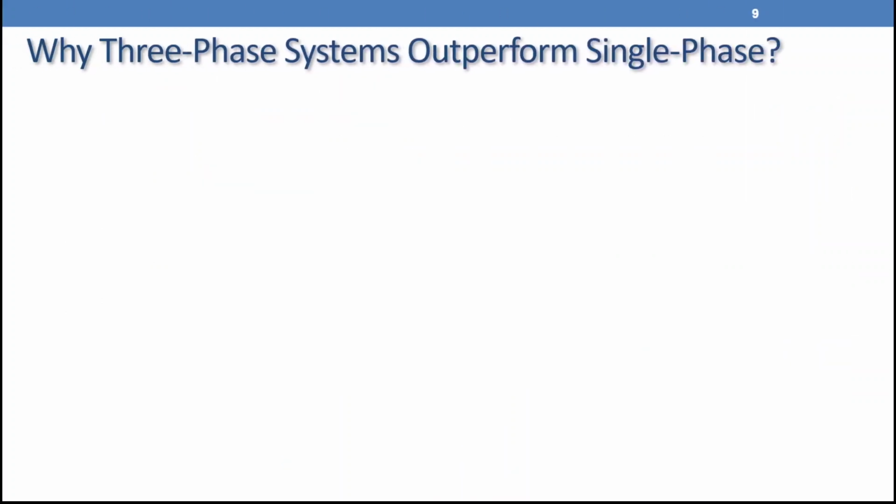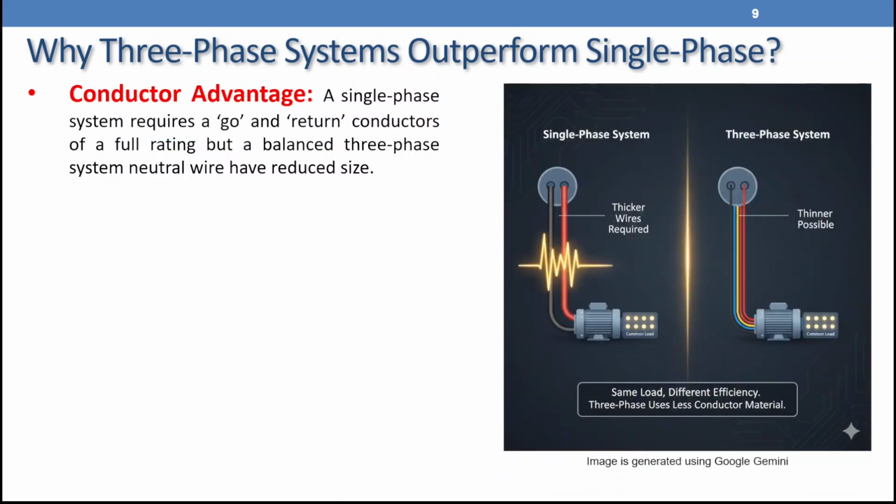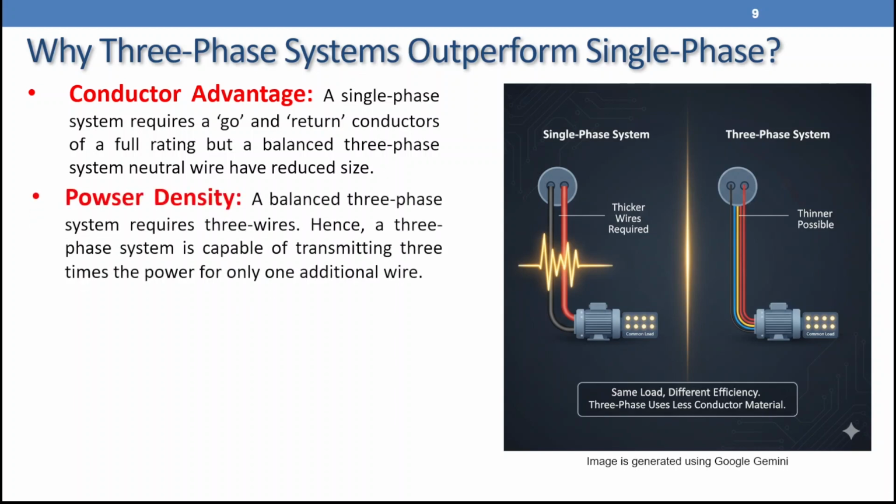Now we can conclude why 3-phase systems outperform single-phase ones. Conductor advantage. A single-phase system requires go and return conductors of full rating, but a balanced 3-phase system requires a neutral wire with reduced size, and in some cases the neutral wire can be avoided. Power density. A balanced 3-phase system requires 3 wires, hence a 3-phase system is capable of transmitting 3 times the power for only 1 additional wire.